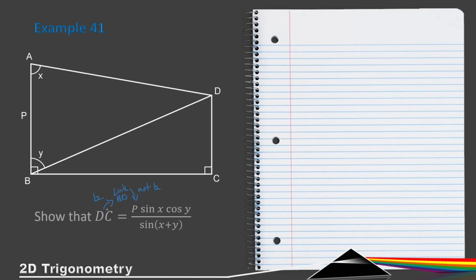So first of all, DC in terms of the link. In that case, we are working in triangle DCB. Now we have DC, which is the important side, and BD, which is the link, the other important side. If we want to find an angle, we can see this angle is actually easy to find because it's just 90 degrees minus y, the big angle minus the small one. So this is just 90 minus y.